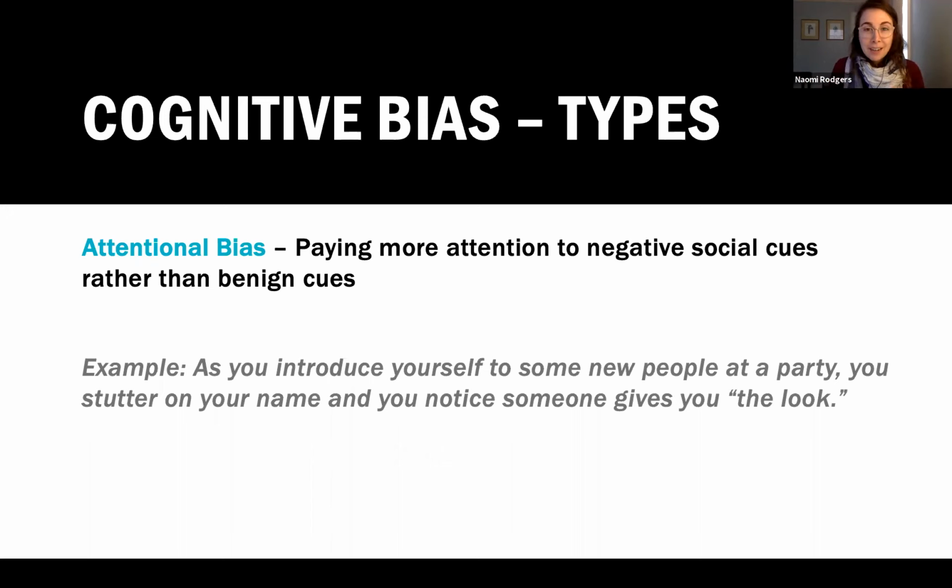Perhaps the person lifts their eyebrows a little bit, or gets really shifty in their facial expressions, or whatever it is. You notice that the person that you're talking to notices that you stuttered, and gives a look of some sort. Okay, so folks who have a negative attentional bias might be particularly tuned into those negative social cues, as opposed to focusing on more neutral or positive social cues around them.